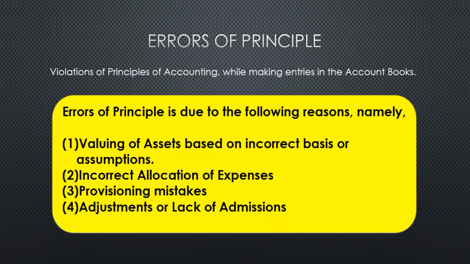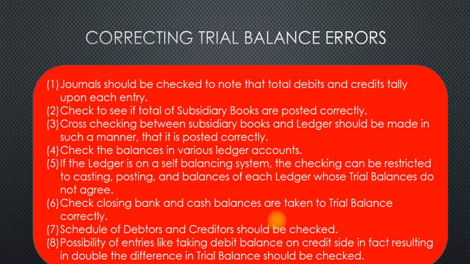Next, we'll take a look at how we correct trial balance errors. The following steps need to be followed by the auditor upon finding that the trial balance does not agree, which is a clear evidence that there are some errors in the accounts. So what are the steps which need to be followed by the auditor? At first, journal should be checked to note that the total debits and total credits of each entry tally. That is the first step.